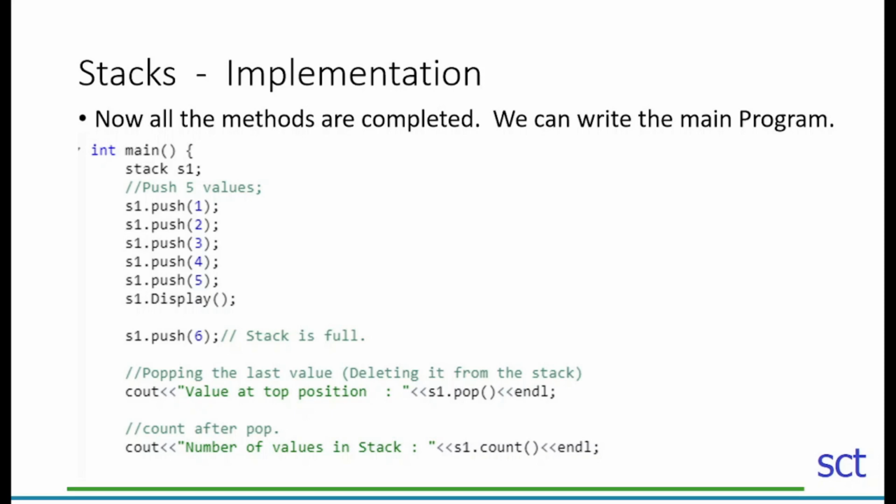Next, after popping, we need to see about the count. The count is going to show the number of elements. Say, for example, if I have 5 elements in the stack and I have already popped one of the values, then your count will be 4. So it is going to give you the exact count of the elements in the stack. So I am calling this count function here in the main function.